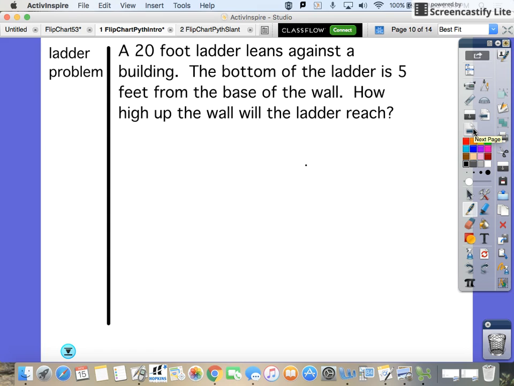And then last is a picture problem. So this says a 20-foot ladder leans against a building. So here's our building, and here's a ladder. The bottom of the ladder is 5 feet from the base of the wall. How high up the wall will the ladder reach? So they want to know how high will it go. If the ladder is 20 feet and this distance is 5 feet.